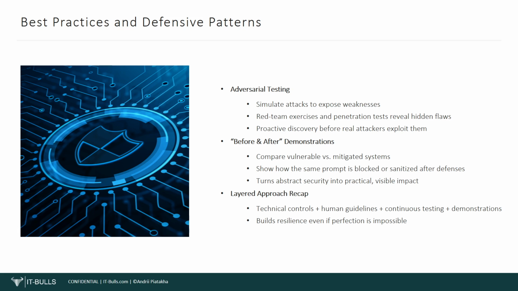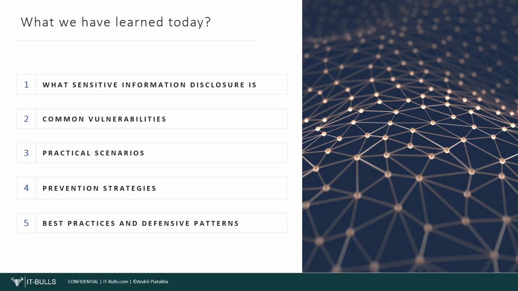Let's recap what we've learned today. We learned what sensitive information disclosure is and why it matters in LLM-powered applications. We explored the most common vulnerabilities, including PII leakage, proprietary algorithm exposure, and disclosure of business data. We examined practical attack scenarios that showed how these risks appear in real systems. We reviewed prevention and mitigation strategies such as sanitization, access control, and privacy-preserving techniques. Finally, we discussed best practices and defensive patterns, combining technical safeguards with user education and regular testing.